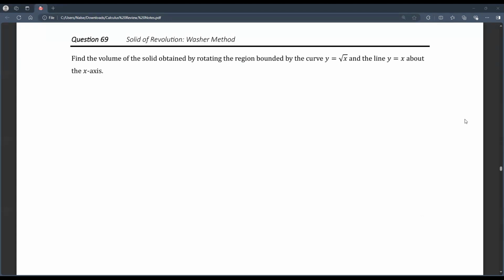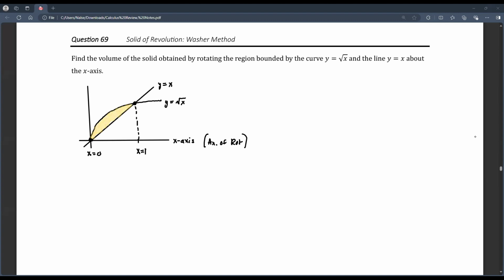Question 69 uses the washer method. We can see how the shaded region does not share a boundary with the axis of rotation. In this situation, map out the lengths from the axis of rotation to the outer and inner boundaries of the shaded region. The longer length is the radius of the larger circle, and the shorter length is the radius of the smaller circle.